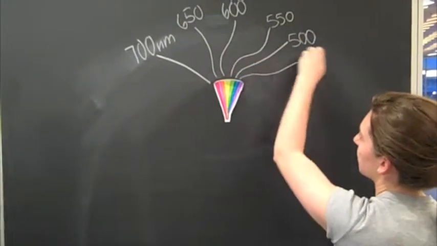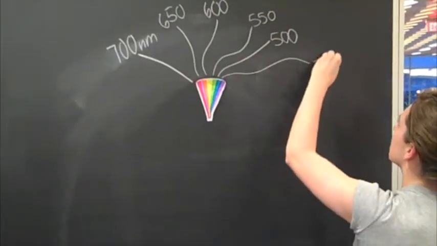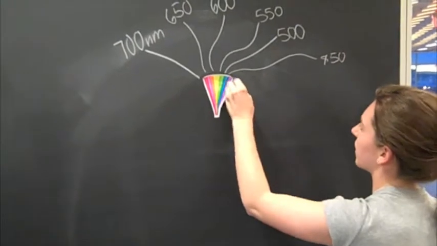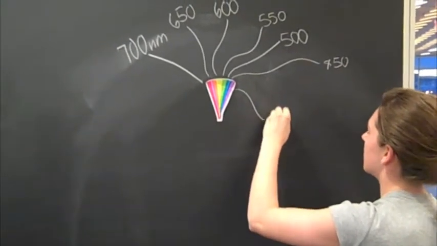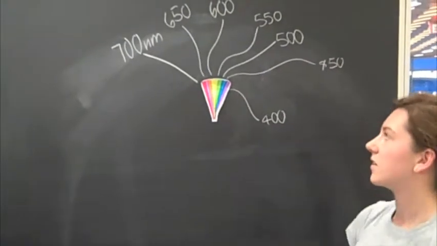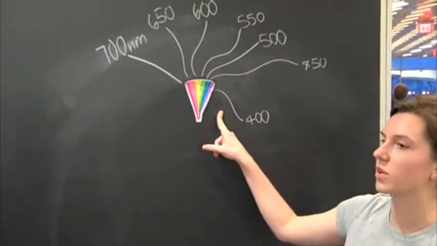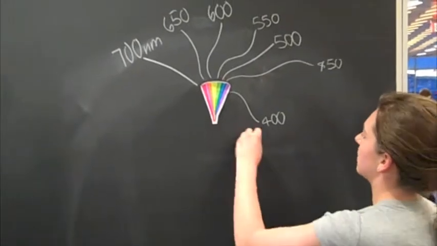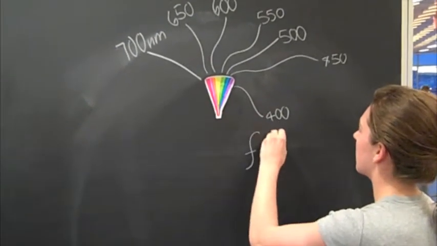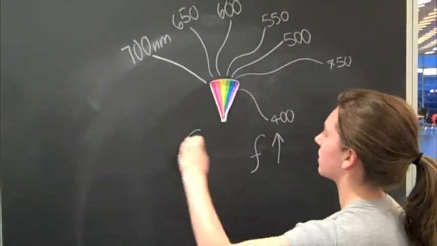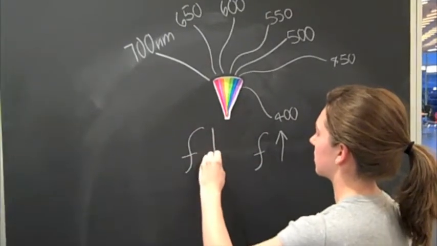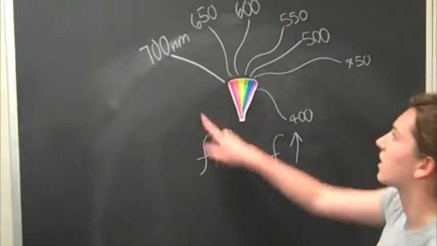Blue and purple mixture has 450. And purple color has 400 nanometers. And the side on the purple has a shorter wavelength, so the frequency is greater on this side. And the frequency is lower on the side with the red color because the wavelength is longer.